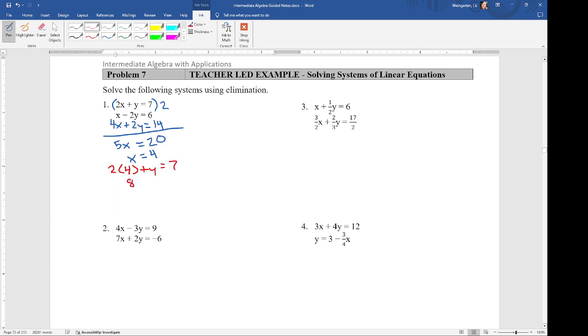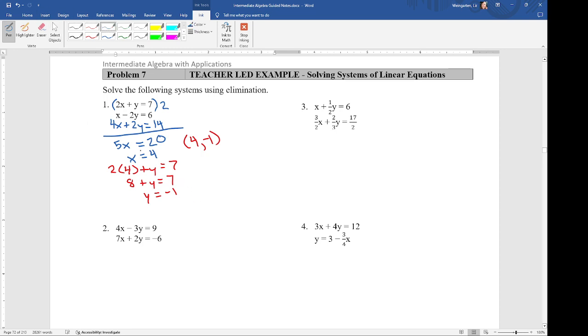Two times 4 gives us 8. Subtracting 8 from both sides, we get y equals -1. So the solution to this system is 4, -1.